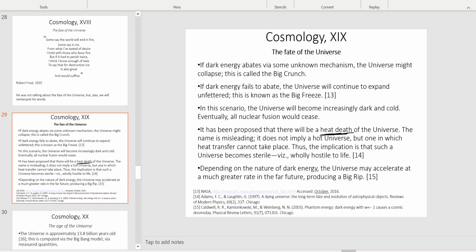There's also a term called the Big Rip, which refers to a universe that is accelerating out of control. If dark energy increases over time greatly, let's say, then the universe could accelerate to the point where we have a big rip.